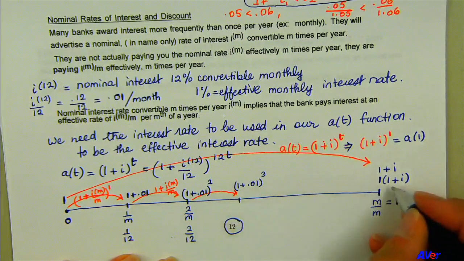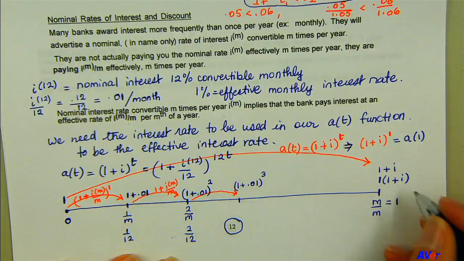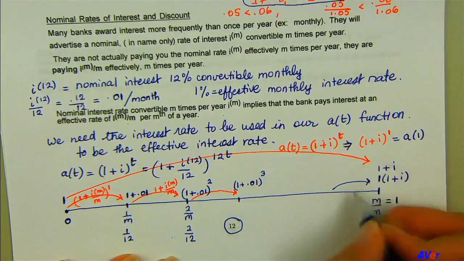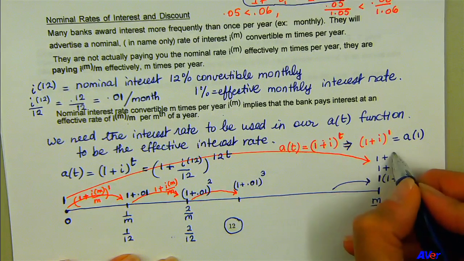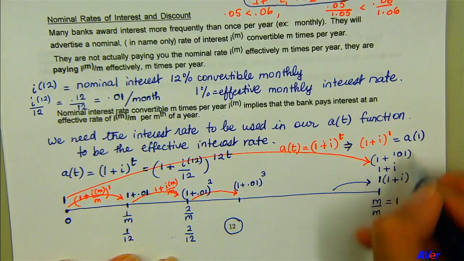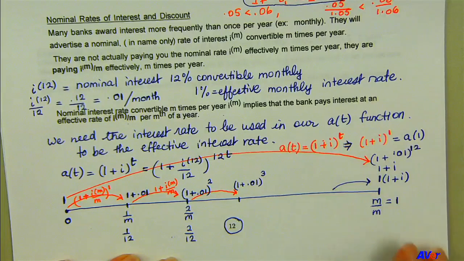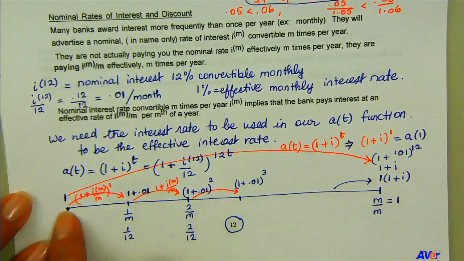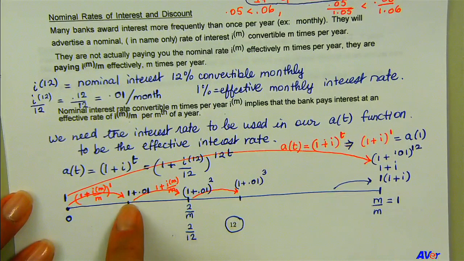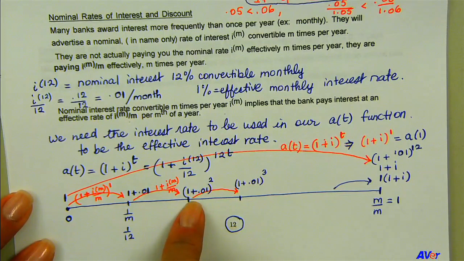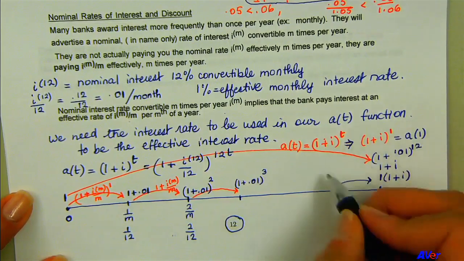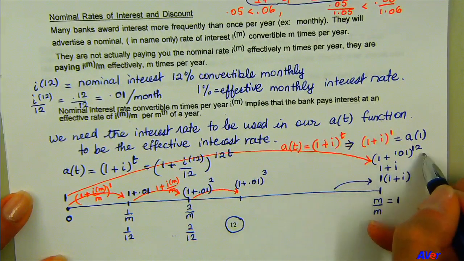All said and done, when you get to the end, you are going to end up with (1 plus 0.01) to the 12th power. Are you following me? I'm saying that every month they're going to give you 1% interest. So 1 turns to 1.01, and 1.01 times 1.01 gives you 1.01 squared. And this process continues till you get to here, (1 plus 0.01) to the 12th power.